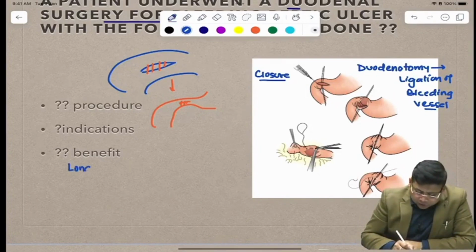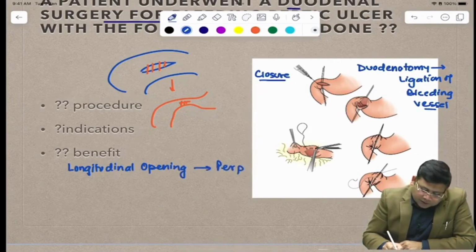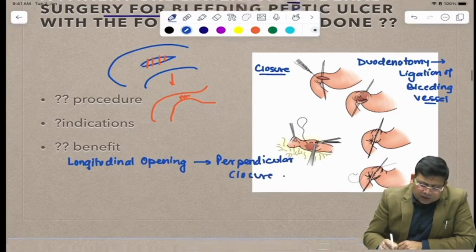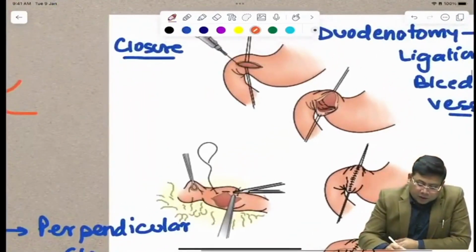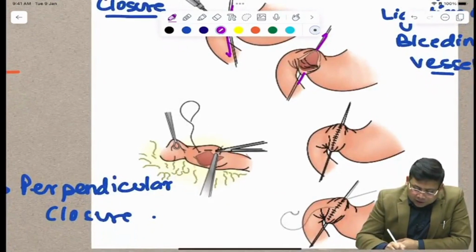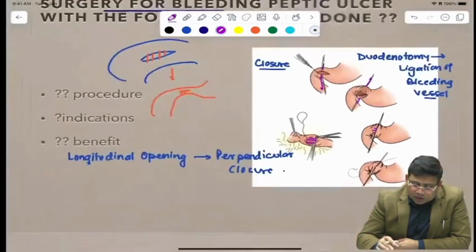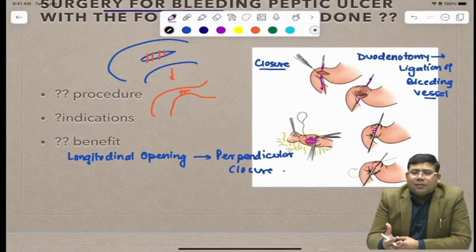So longitudinal opening, followed by what type of closure? Perpendicular closure. What is the advantage of this longitudinal opening and perpendicular closure? The answer is very simple: it gives you ample space. Just see in this image, you will take two stay sutures and pull these ends apart. Then you are vertically closing them. This is what is known as a pyloroplasty, or the generalized term, strictureplasty.